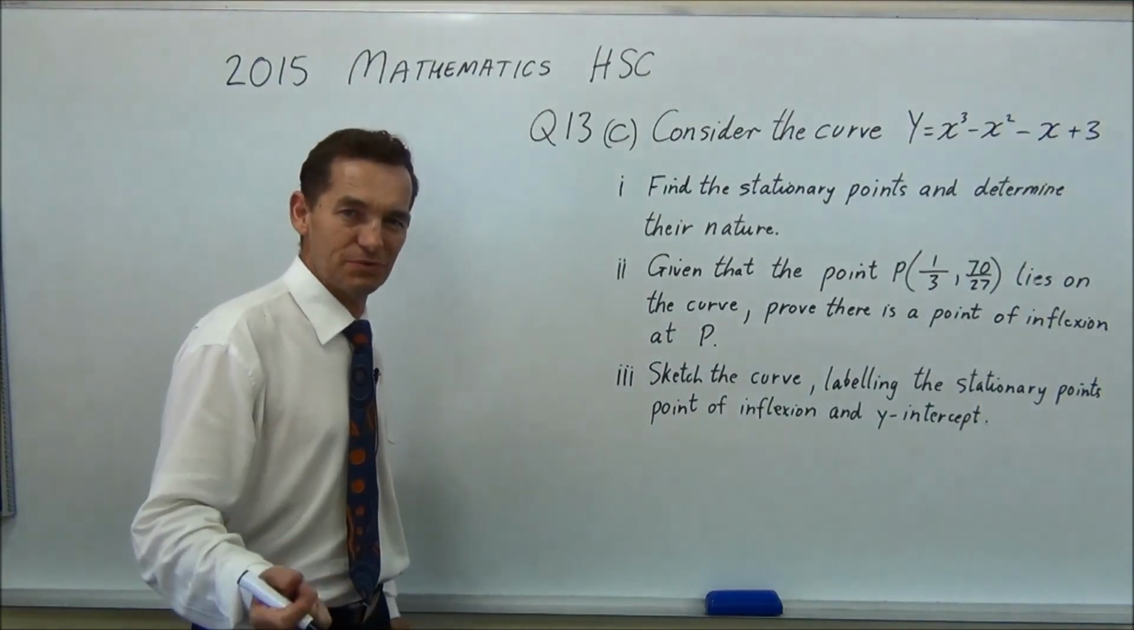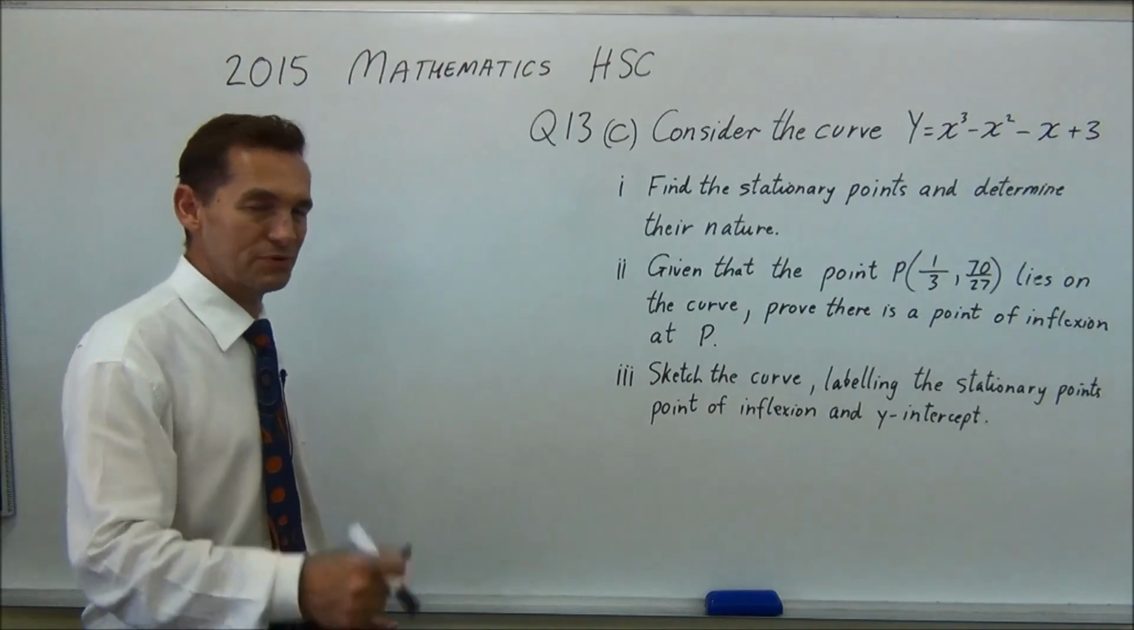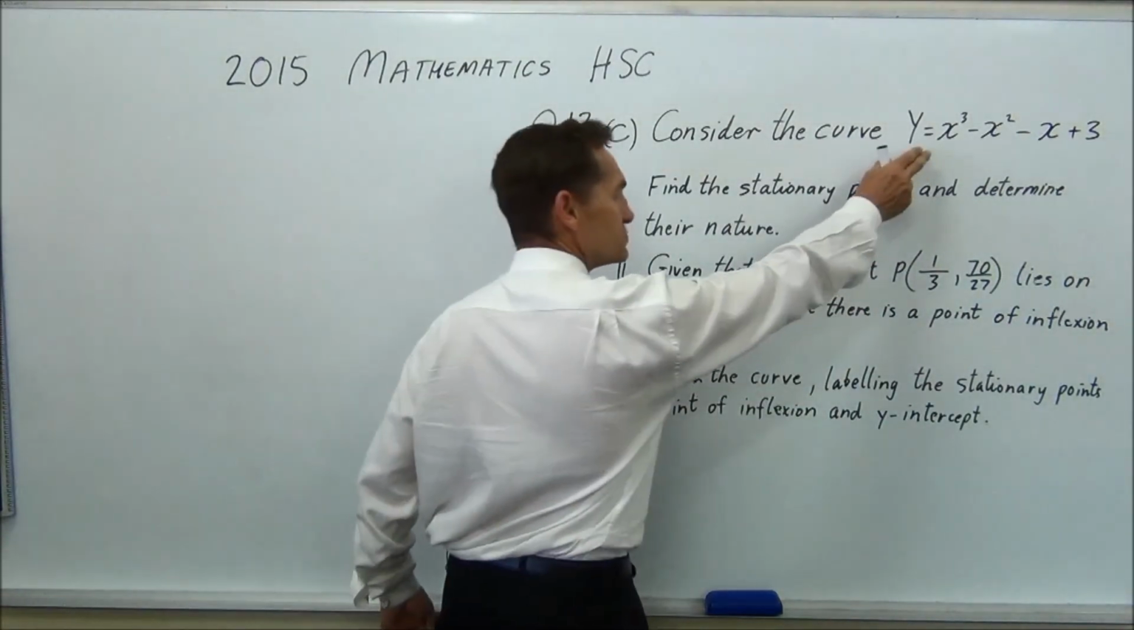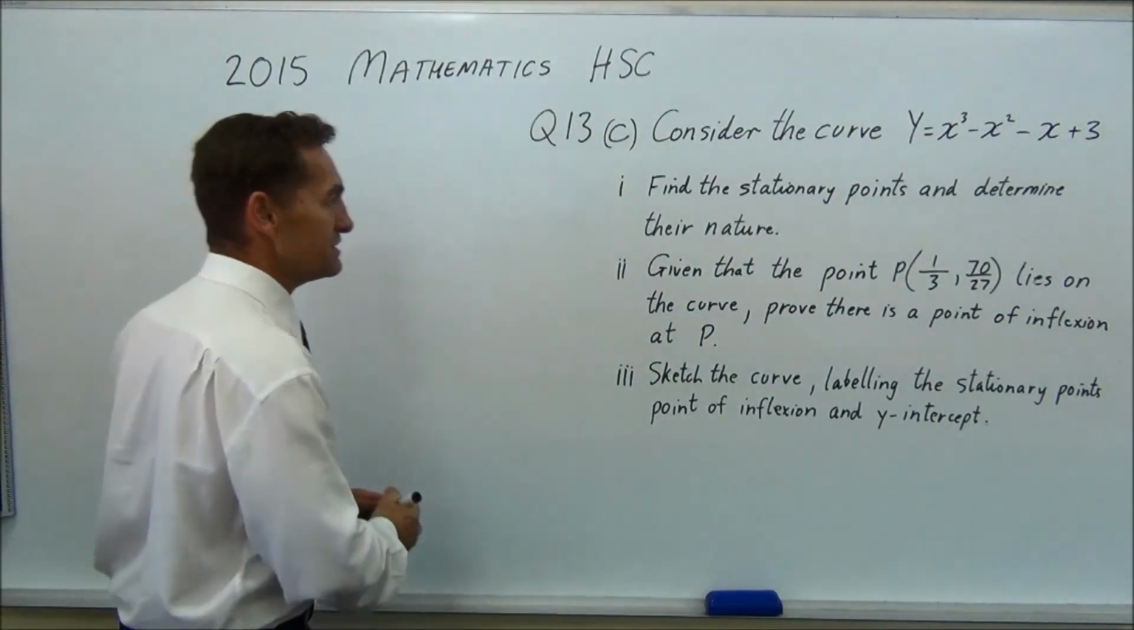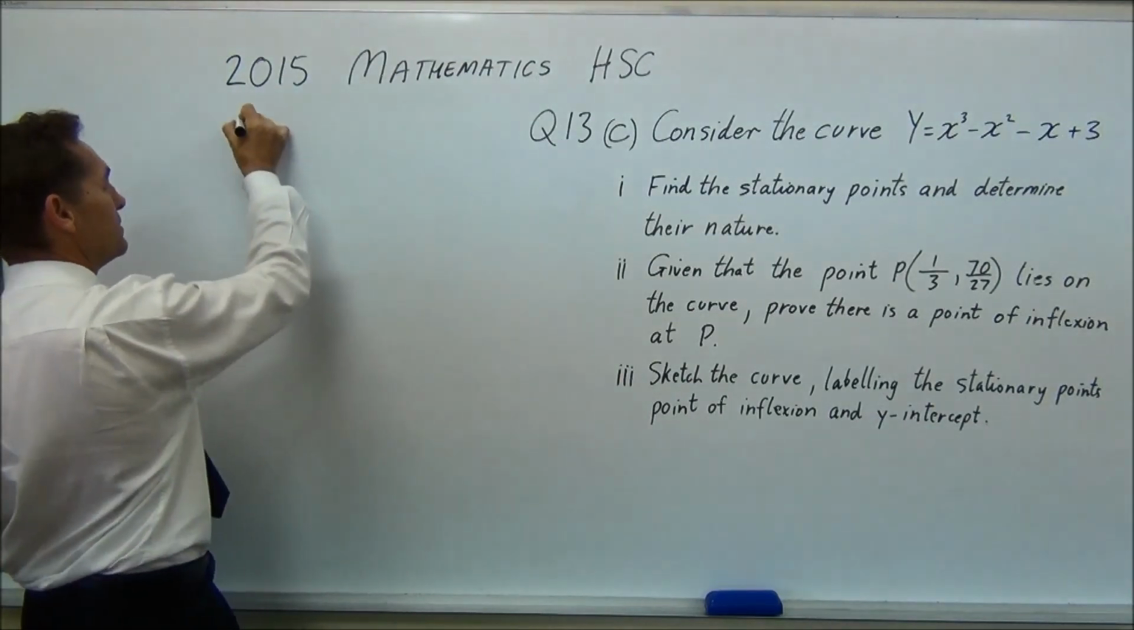How do you find a stationary point? Well, differentiate, put it equal to 0. It's a pretty straightforward equation. So let's have a go. Differentiate that. You make it y dash.